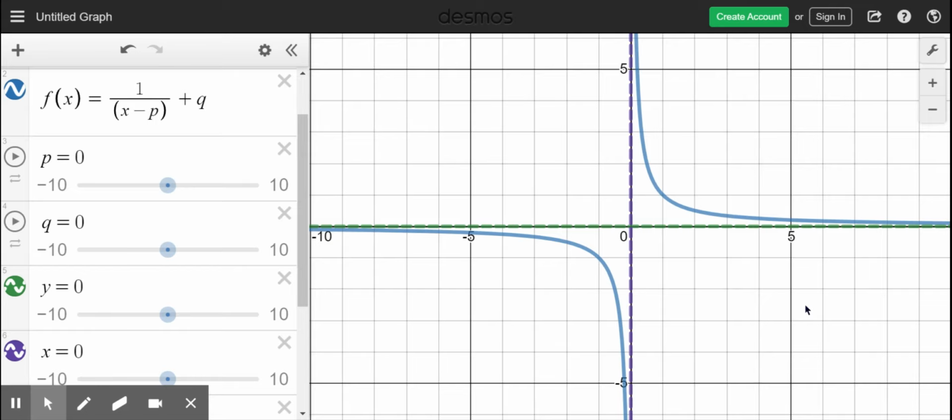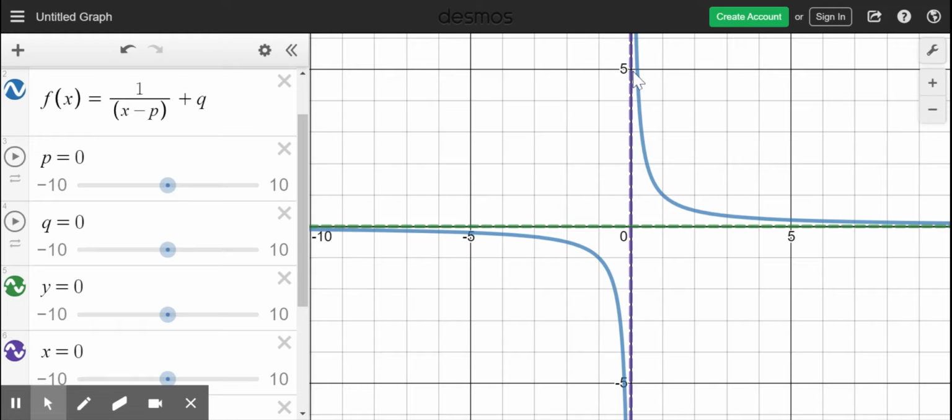Hey there, this is just a quick demo to show you what the effects of a horizontal translation or vertical translation will have on the parent function if that parent function is the reciprocal function. So in the equation, which you can see over here on Desmos, the equation is in the form 1 over x minus p, where p is the horizontal translation, and q is the vertical translation up or down.